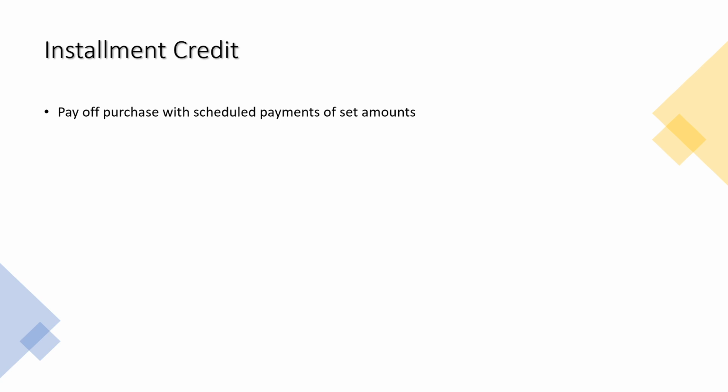Installment credit is when you make a purchase of something, and then you have a payment schedule of set amounts that you make in order to pay off whatever you purchased. So probably the most famous or best known type of installment credit is a home mortgage. You purchase a home, you take out a loan, and you pay the exact same amount every single month until the loan is paid off. So that's installment credit.